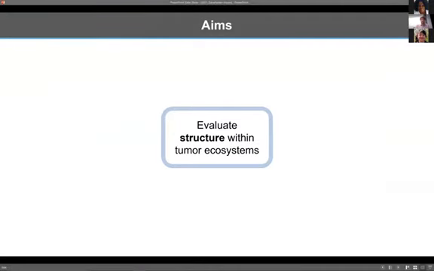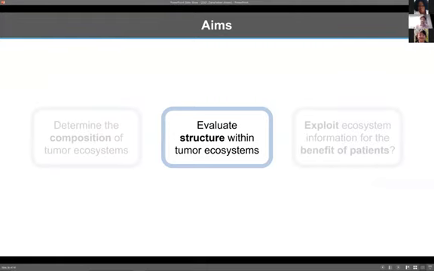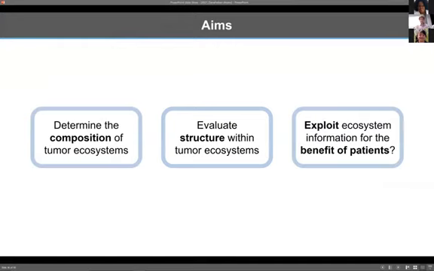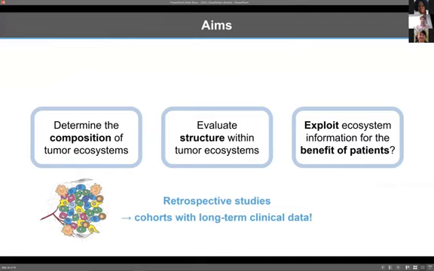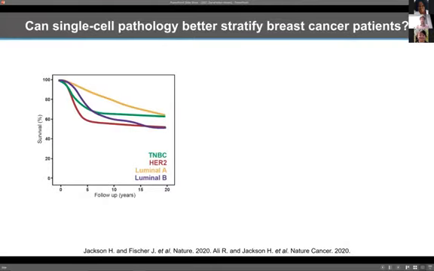Now, continuing with what we can do with imaging mass cytometry. Now that we know the structure of these tumor ecosystems and their composition, we also want to know, is there any potential that the data we generate might one day be useful for patients? And here I want to show you a retrospective study where we went to a biobank. We got 281 breast cancer patients where we had associated long-term clinical data.